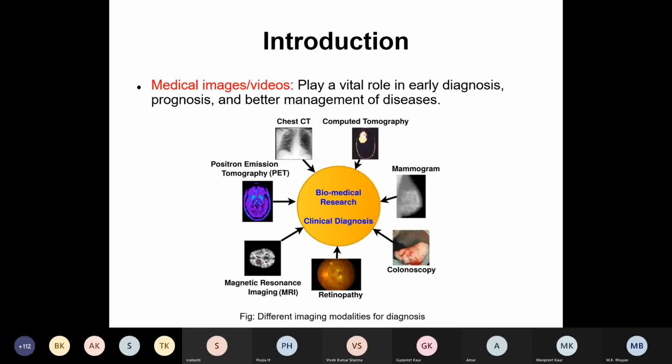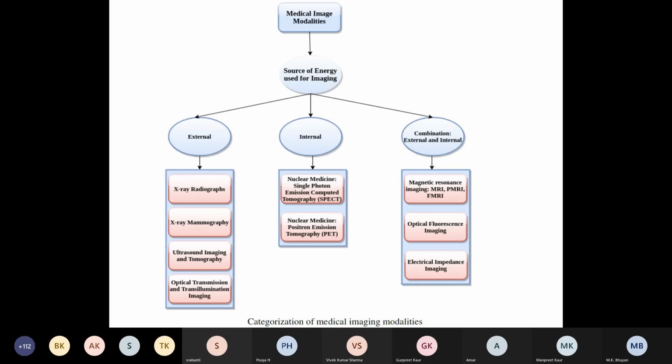And based on the medical image modalities, based on the source of energy used for imaging, the energy may be external, internal, or a combination of external and internal energy. Based on this, we have X-ray imaging, X-ray mammography, ultrasound imaging, optical transmission, because the energy source is outside. If I consider the internal energy source, maybe we can consider nuclear medicine, PET. And if I consider a combination of external and internal, maybe we can consider MRI, or electrical impedance imaging.